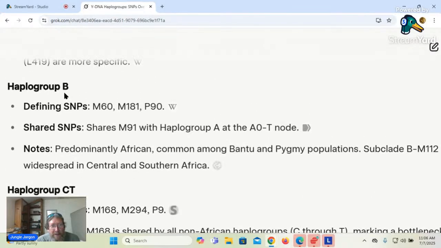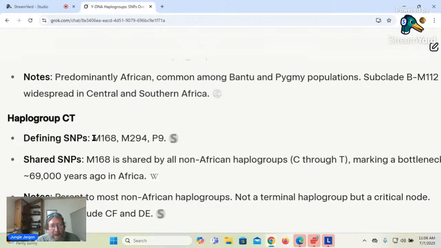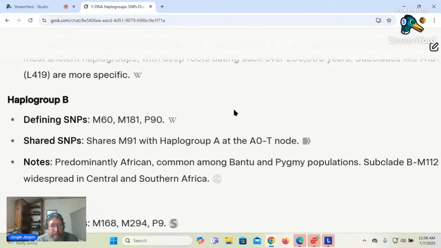And Cush is B. But Cush, the descendants of Cush, they're the odd ones out, they no longer have the S&P marker of M168 with the rest of the world, or the shared M168 with the rest of the world. The A and B do not have it.